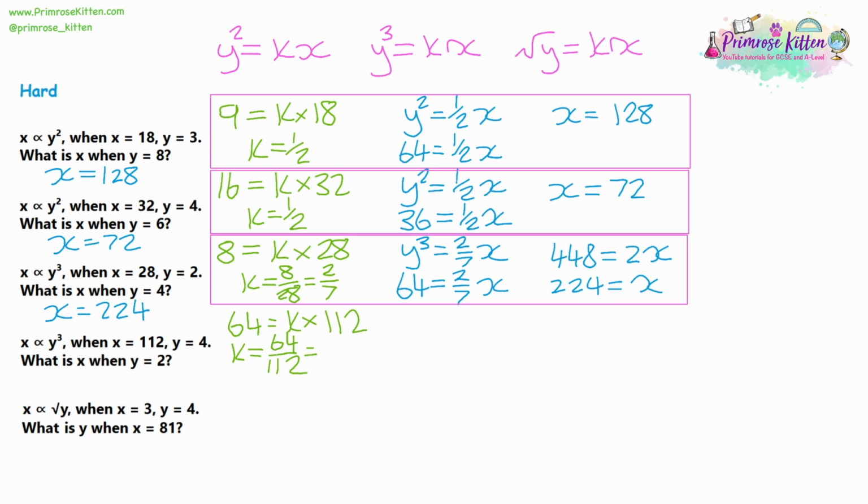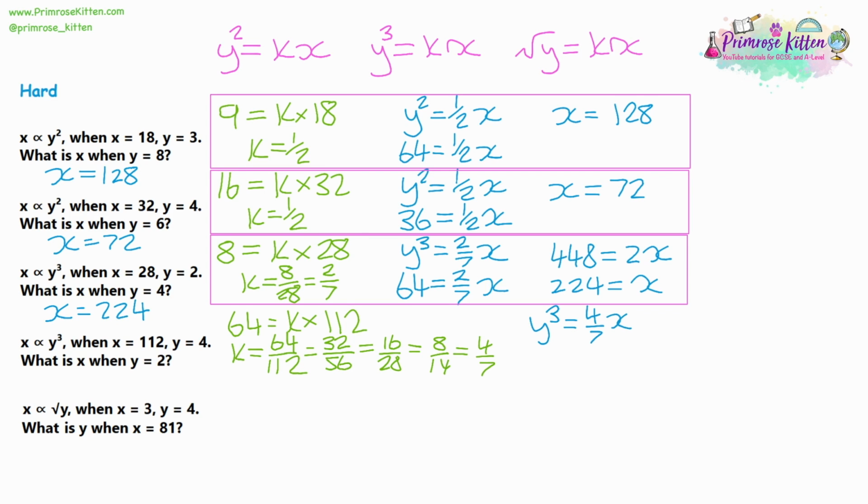So let's divide by 2 since they're both even. That will give us 32 over, then half of 100 is 50, half of 12 is 6, so that'll be 56. Both of those are still even, so let's divide by 2 again. 32 divided by 2 is 16. And then 56 divided by 2, so half of 50 is 25, half of 6 is 3, that will give us 28. Again, still even, we can divide by 2, so this will give us 8 over 14, and then 4 over 7. So our equation is going to be y cubed is equal to 4/7 of x.